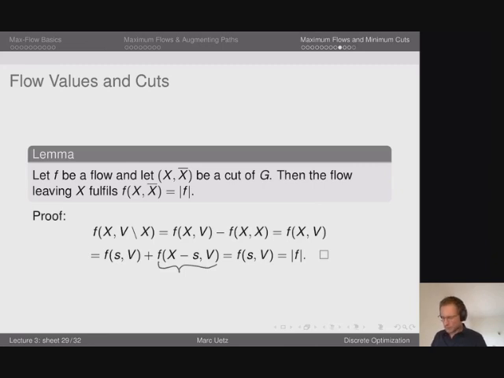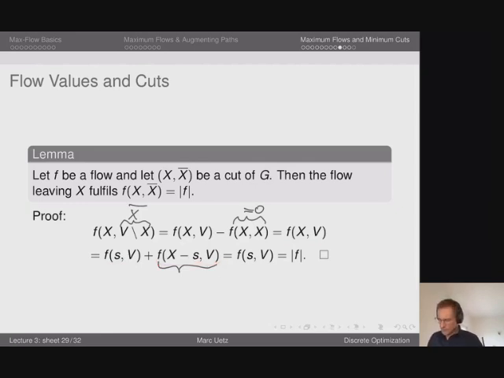So we are looking at the flow from X to X bar, the complement of X. Now by linearity, I know that I can write this as the flow from X to the set of all nodes V minus the flow from X to X. But we already know that this is equal to 0. So we end up with the flow from X to V. And now we just split up this term into the flow from S to V plus the flow from X minus S to V.